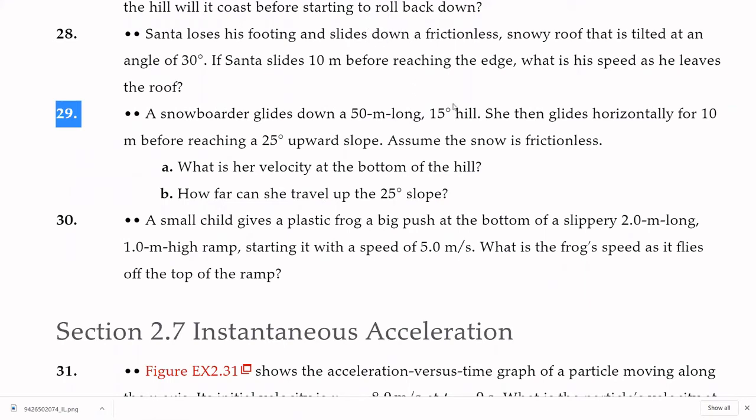This hill has a small inclination, 15 degrees. Then she gets to the bottom and glides straight horizontally for 10 meters, then goes up a steeper slope. And we're supposed to figure out, first of all, how fast she's going at the bottom of the first hill? And then how far up the second hill will she go? So this is a great opportunity to use our constant acceleration kinematics.